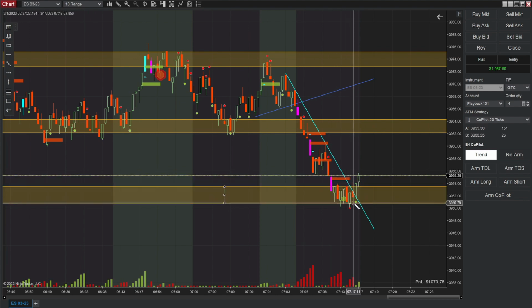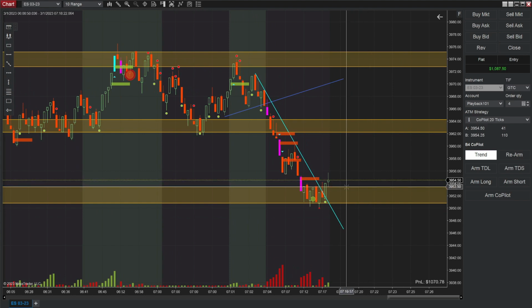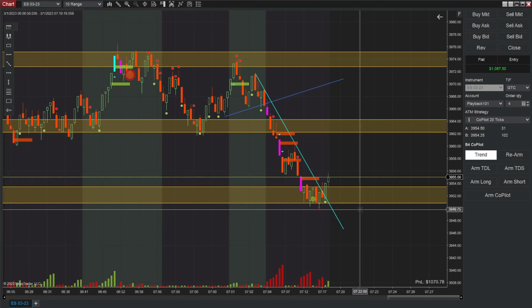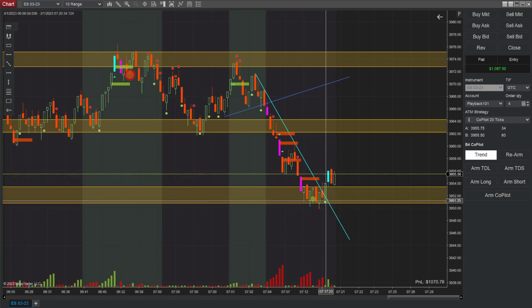Go ahead and draw up a zone there. We have a nice order flow exhaustion signal right there as it crosses our trend line and finds support at the bottom of our demand zone. There's a nice momentum candle.